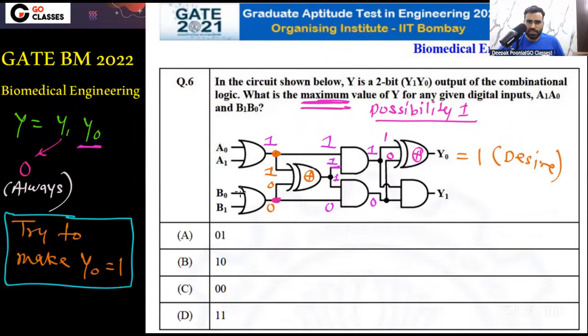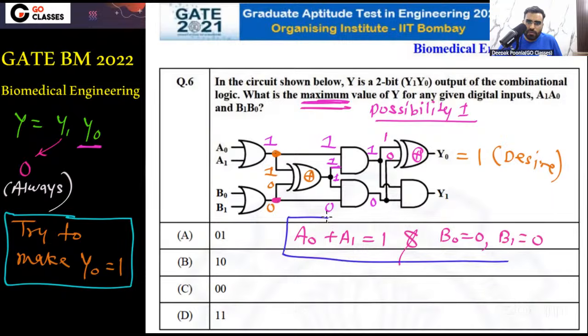Yes or no? What we have seen, we can make y0 equal to 1. You can see, to make y0 equal to 1, all you have to do is make at least one of a0, a1 equal to 1. And for this OR gate, the output should be 0. And OR gate output is 0 if and only if all the inputs are 0. And B0 is 0, B1 is 0. When you do this, then you will see that Y0 is 1. So remember, Y0 equal to 1 is possible.